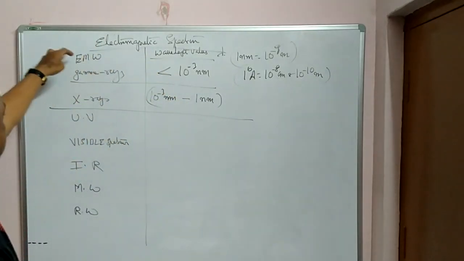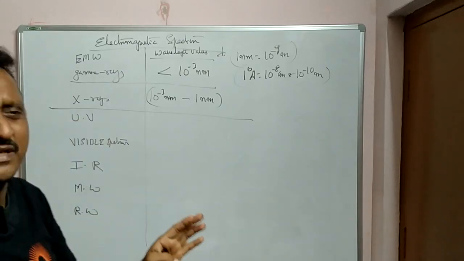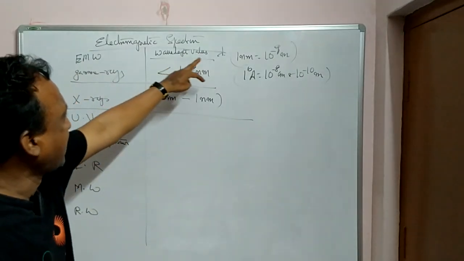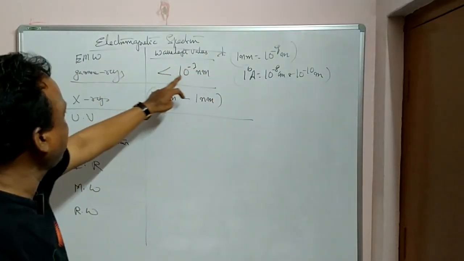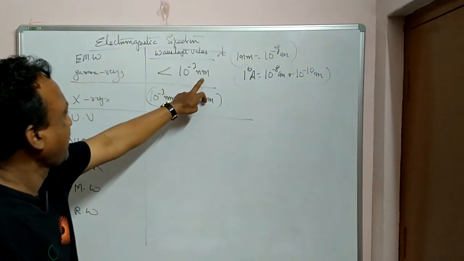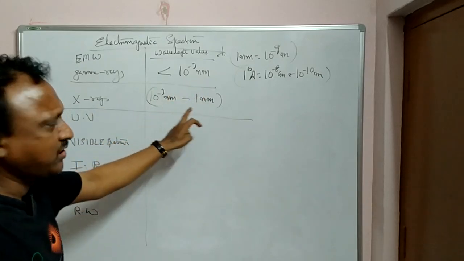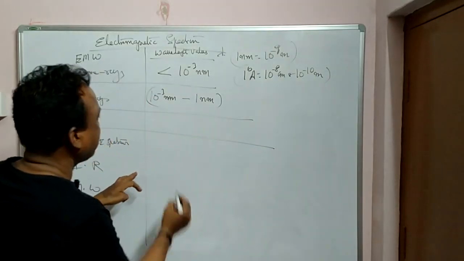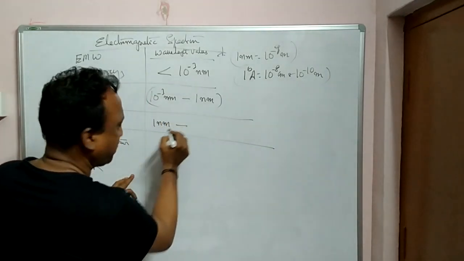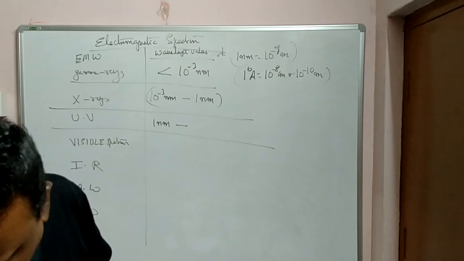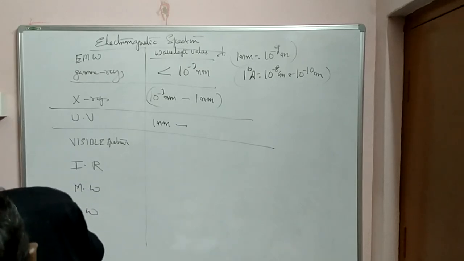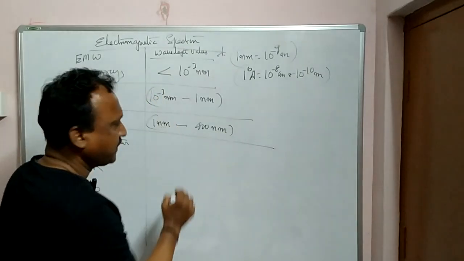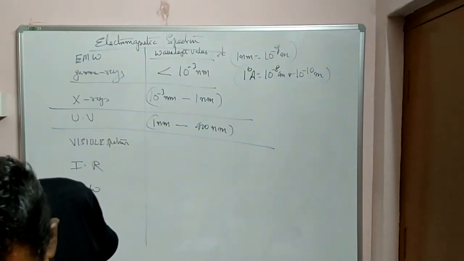You have to remember these waves in the electromagnetic spectrum, they can ask in the examination. Just watch carefully and write 1 or 2 times on paper. You will remember the values. These are the lambda values. Gamma rays: 10 power minus 3 nanometers. X-rays range: 10 power minus 3 to 1 nanometer. Now UV rays, ultraviolet rays, what is the range? 1 nanometer to 400 nanometers.